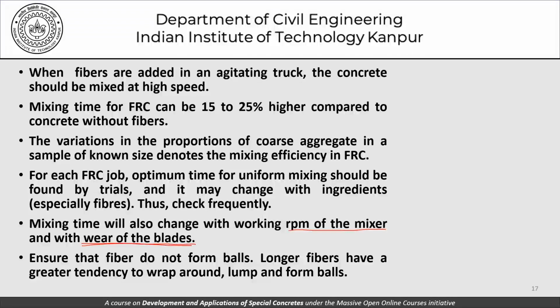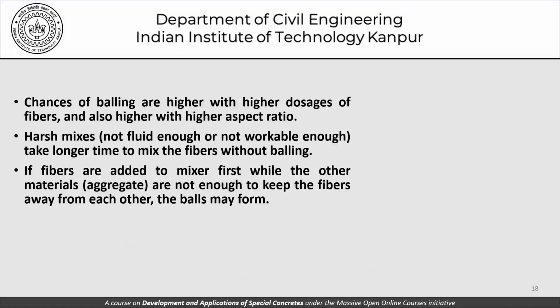Ensure that the fibers do not form balls. Longer fibers have a greater tendency to wrap around, lump, and form such balls. Chances of balling are higher with higher dosages of fibers and also with a higher aspect ratio. The aspect ratio means the length to diameter ratio of the fibers. Harsh mixes, not fluid enough, not workable enough, take a longer time to mix the fibers without balling.